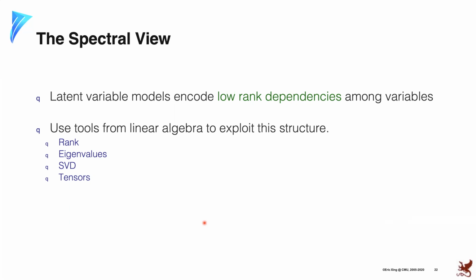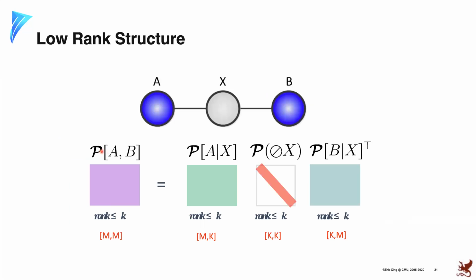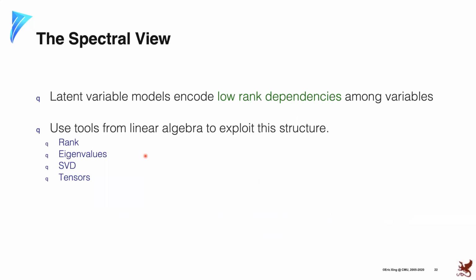For example, for our HMM model, we know in advance how many hidden states we have in H, right? So that is kind of by design. Using this knowledge in the spectral view, we are trying to factorize this P(AB) into a rank K matrix, where this K is the number of hidden states that we have.